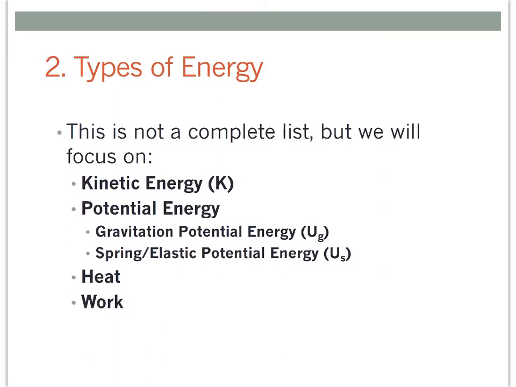This list here is very, very far from a complete list of all the different types of energy that we have, but this is what we're going to focus on for now. We're going to talk about kinetic energy, which is abbreviated with a capital K, and two different kinds of potential energy: gravitational potential energy, UG, and spring or elastic potential energy, US. Potential energy in general is abbreviated with a U, so that subscript just distinguishes between the different types of potential energy that we have. We're going to talk briefly about heat, and we're going to talk about work as well, which are kind of like types of energy, as you'll see in a second.